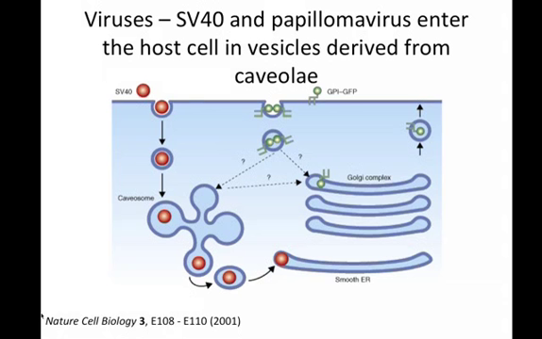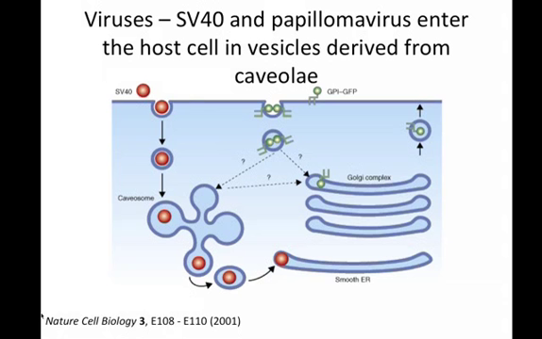Okay, so some other fun facts about caveolae: some viruses like to enter their host cell in vesicles derived from caveolae. So here it's showing SV40 and also papillomaviruses. They both like to enter host cells through caveolae. And then they'll escape and get to wherever they need to go and make trouble. A lot of viruses get in through receptors, so sometimes through receptor-mediated endocytosis, and then this is just through caveolae.